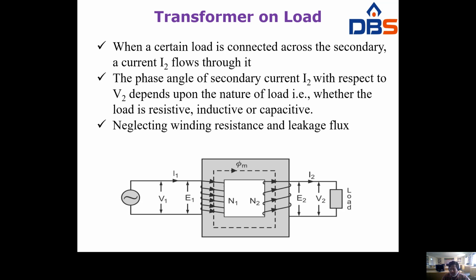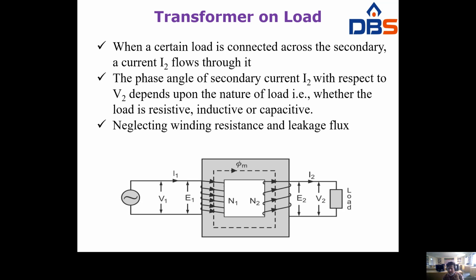Whenever a certain load is connected across the secondary winding, an I2 current flows through the load circuit. The phase angle of secondary current I2 with respect to V2 depends upon the nature of the load. That means the angle between I2 and V2 may be lagging, leading or in phase, depending upon the different types of loads: resistive load, inductive load, capacitive load.